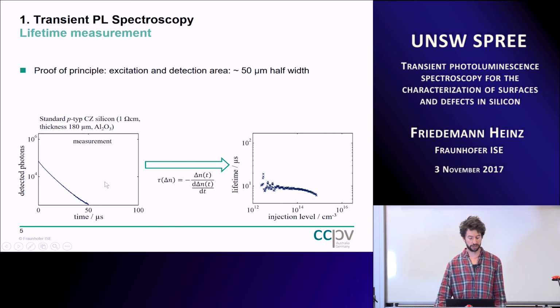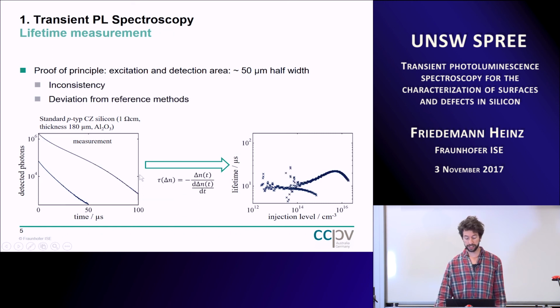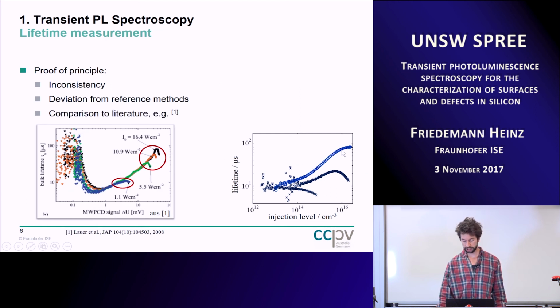As a cross-check, I repeated this measurement, but with a higher pulse energy. We see that actually there's a strong deviation, or a strong inconsistency, between these two measurements, which was in the beginning quite surprising because the experimental setup is quite simple. And how could this happen? Also, compared to QSSPC, a well-established large-scale technique, there's a large deviation between my measurements and the QSSPC measurement. And now let's look a bit into detail because this is interesting.